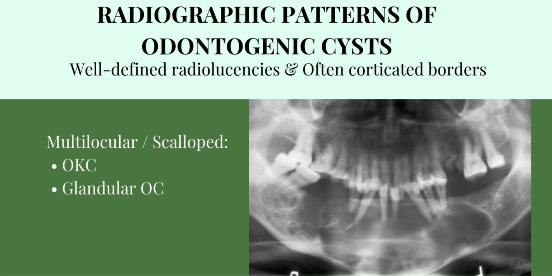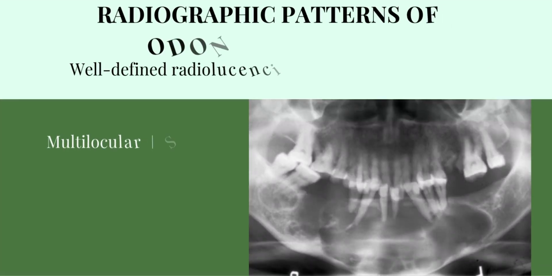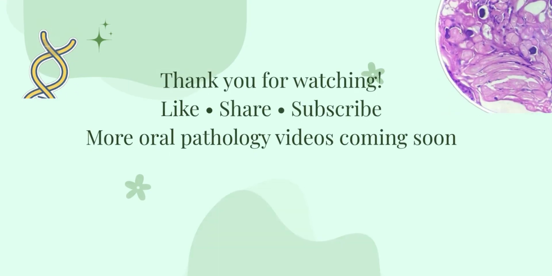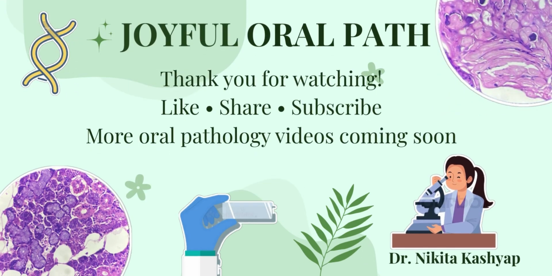The location can also give us some clues. A periapical radiolucency typically suggests a radicular cyst. A pericoronal radiolucency around an unerupted tooth is often a dentigerous cyst. A radiolucency in the posterior mandible, especially in the ramus area, may point toward an OKC. And in this picture also, as the lesion is crossing the midline, it also gives a clue that it is a case of GOC. This is just a brief overview. Each cyst has its own detailed radiographic features, which we will explore in the coming individual videos.